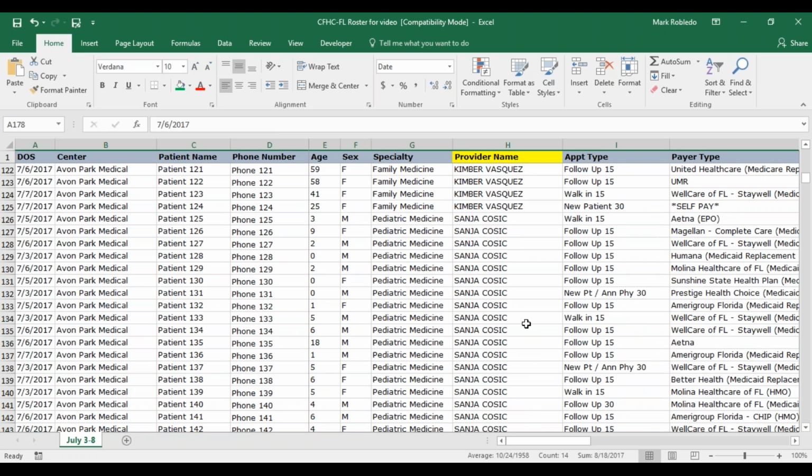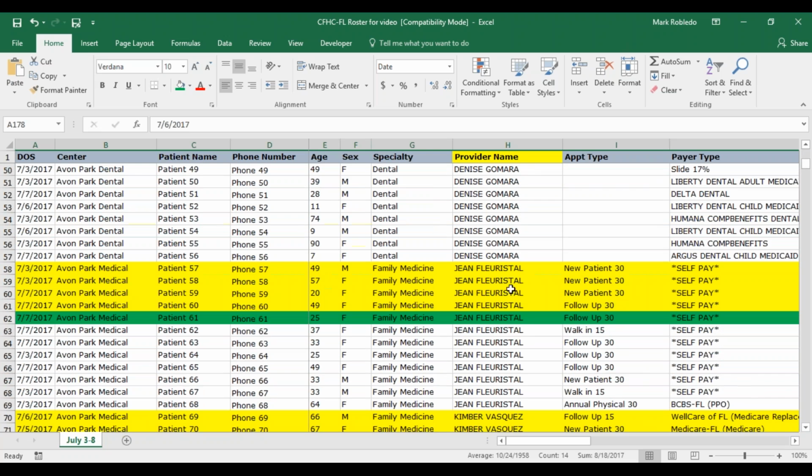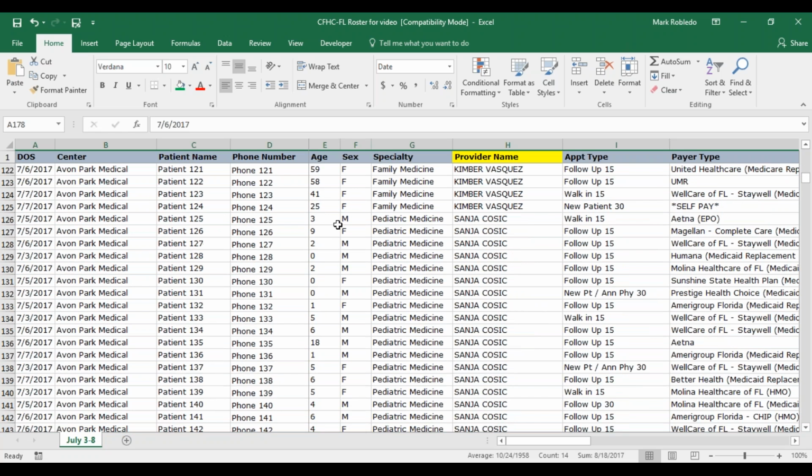So when you receive your roster in the next week, instead of making more surveys for Camber Vasquez and for John Floristal, instead you would start with the first patient for Sonia Kosick so that you can, again, balance out those surveys within the providers so that each one has about the same number. This will help you spread out that sample throughout all of the providers.